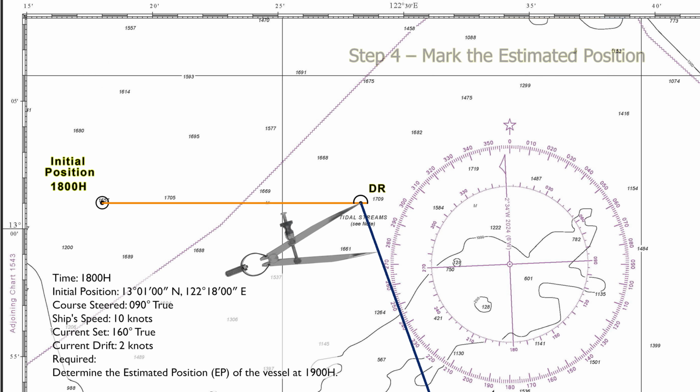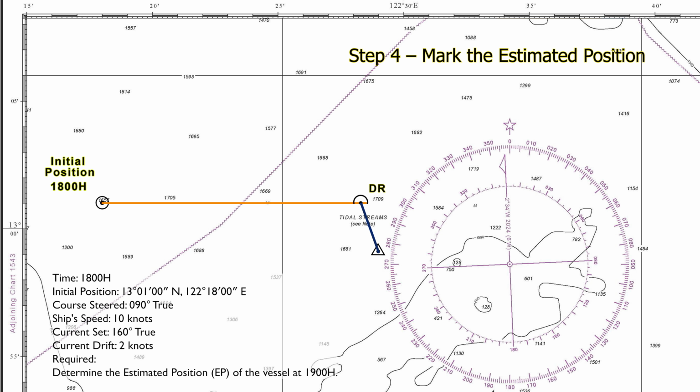Step 4. Mark the estimated position. The endpoint of the current vector is the vessel's estimated position, or EP. Label this point EP. This is the vessel's expected position at 1900 hours after accounting for both the vessel's movement through the water and the effect of the current.